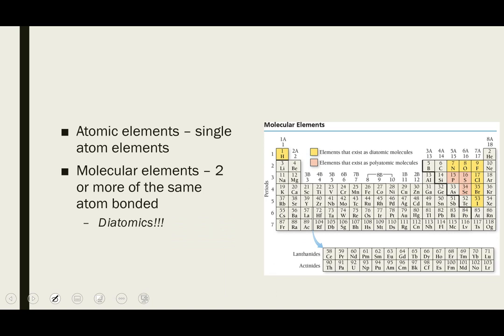Remember, we talked about this before. The atomic elements are the single atom elements. That's most things on the periodic table. It's kind of that beigey gray color. The molecular elements are two or more of the same atom bonded, and they are highlighted on the periodic table.